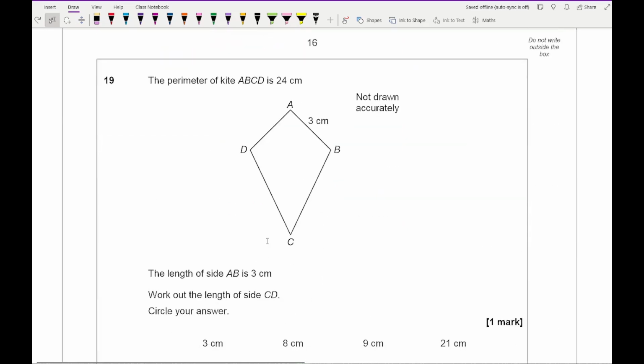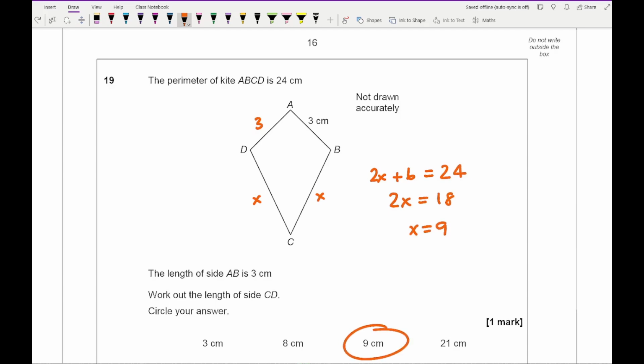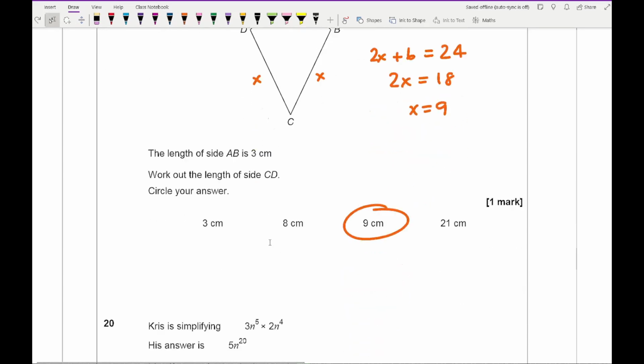Moving on to question 19, it says the perimeter of a kite ABCD is 24. The length of the side AB is 3 centimeters. Work out the length of side CD. Well, if we say that this is 3 and the side that we don't know is x, and CD and BC is x. So here we can then say, if we add up the perimeter, that 2x plus 6 equals 24. And if we solve this equation, 2x equals 18. So x equals 9. So the one that we want to circle then is our third option.